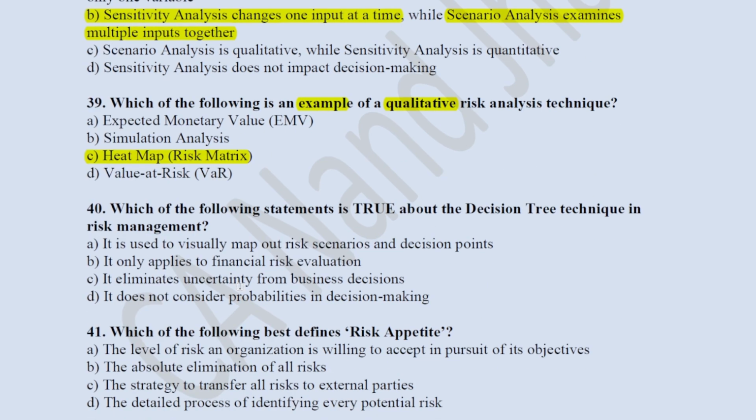Which of the following statements is true about decision trees in risk management? It is used to visually map out risk scenarios and decision points. The answer is yes. It only applies to financial risk evaluation. No. It eliminates uncertainty from business decisions. No. It does not consider probability in decision making. No. So the answer should be A.